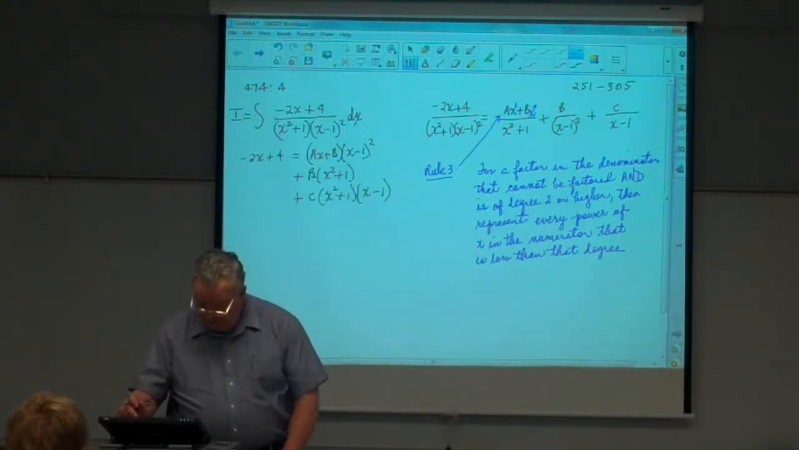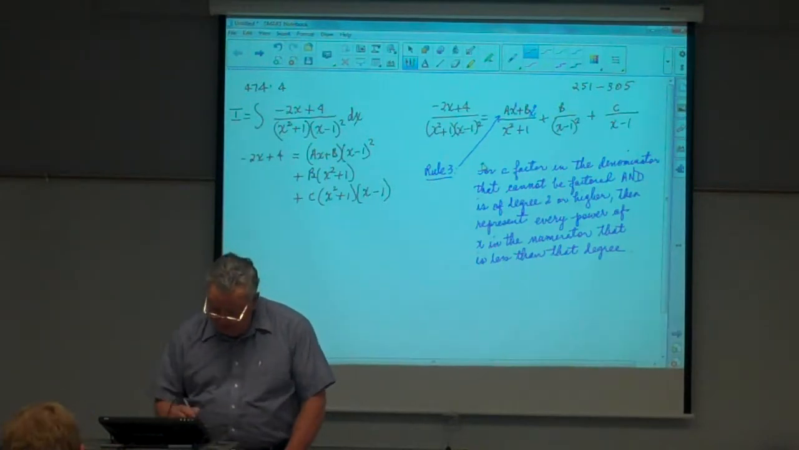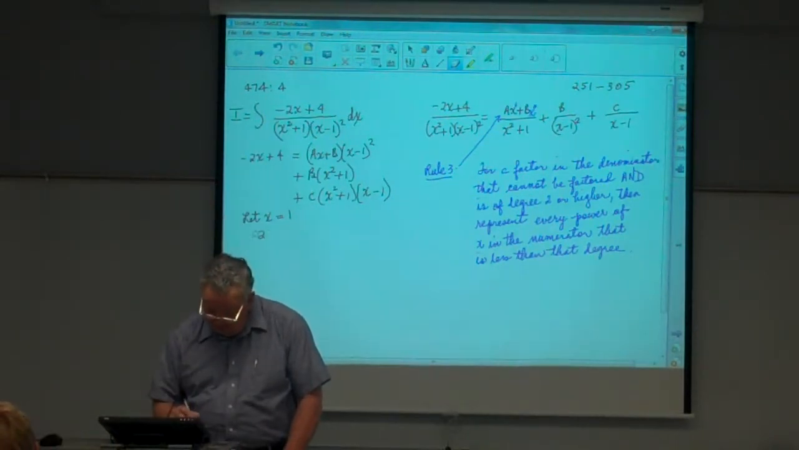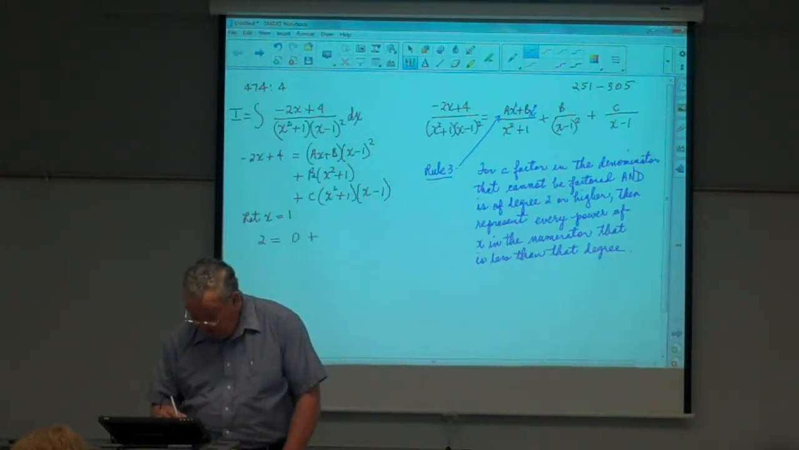We need some help, don't we? So let's see. First thing I'm going to do is let x be equal to 1, right? And I'm going to help myself as much as I can. So I'm going to say let x equal 1. Then I have minus 2 plus 4, that's 2, is equal to 0 plus 2b plus 0.